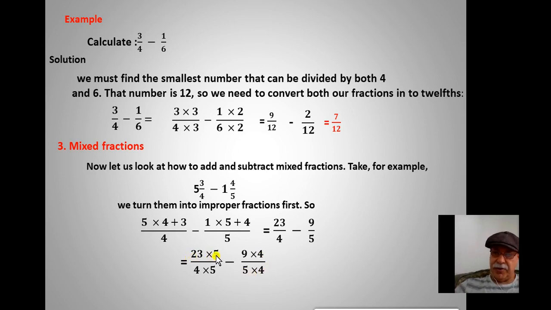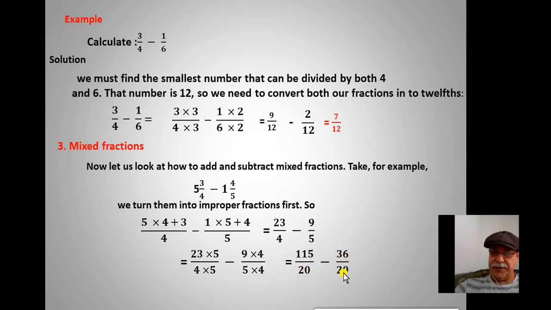You see this 5, where is it coming from? Because I said 20, how many 4 is 5? 5 times 23. 20, how many 5 is 4? 4 times 9. We get like this: 23 times 5, 115 over 20. And here 9 times 4 is 36 over 20.